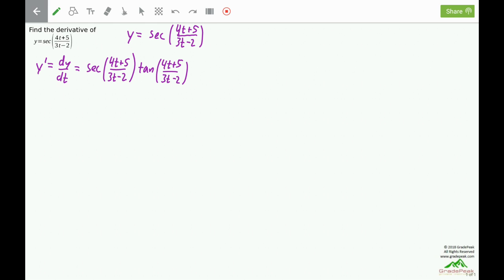And now you multiply by the derivative of the inside of the original trig function. So the derivative of this inside here, which is a quotient, will therefore follow the quotient rule. So we'll start with the derivative of the numerator, the derivative of 4t plus 5, which will be a 4. You multiply by the denominator left alone, so 3t minus 2, minus the numerator left alone, 4t plus 5, times the derivative of the denominator, which is a 3, and all of this over the denominator, 3t minus 2, quantity squared. And this entire thing is multiplying the secant and the tangent.